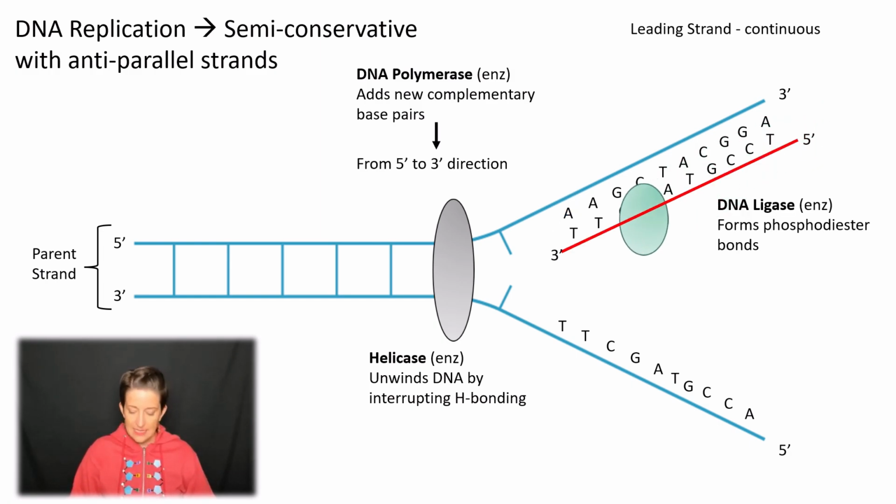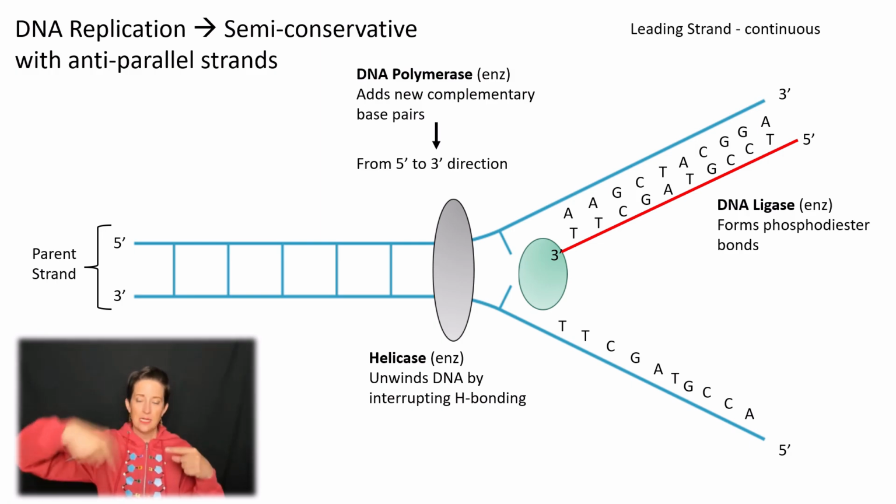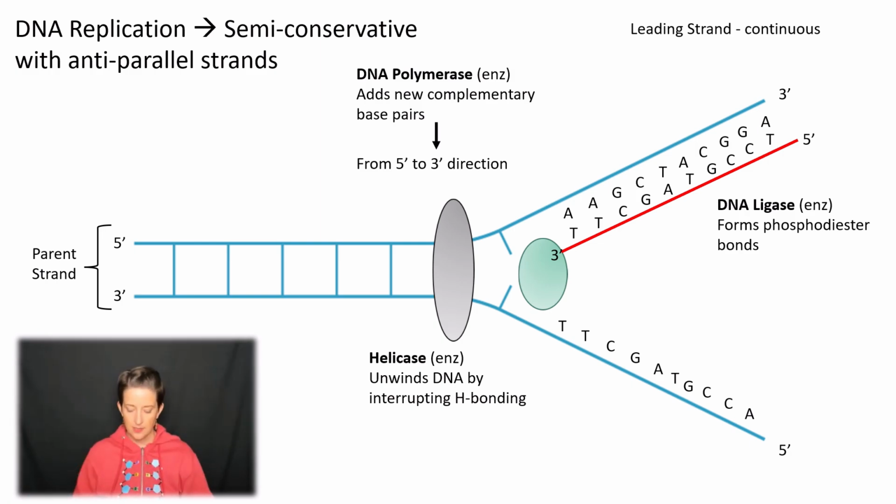Then we're going to get DNA ligase. Remember that ligase, think of ligament, where it's holding two things together. DNA ligase is putting our nucleotides together. It is creating the phosphodiester bond between each of those nucleotides, reforming the backbone. And then that new DNA is just going to recurl into that double helix. So that is the leading strand.